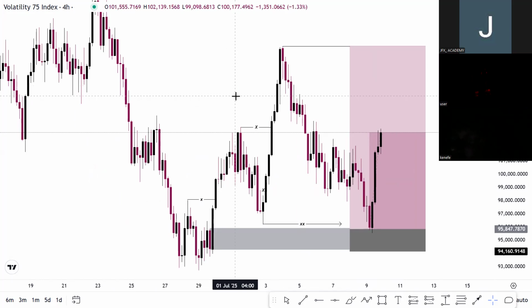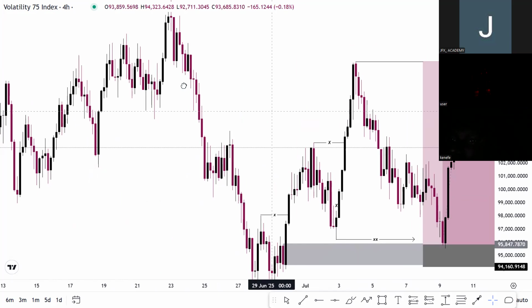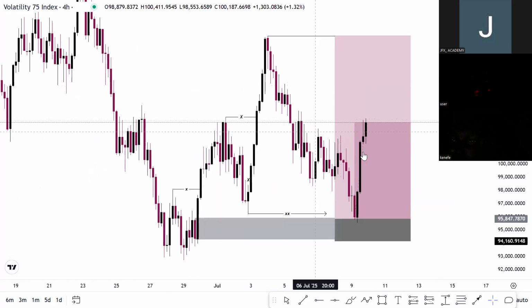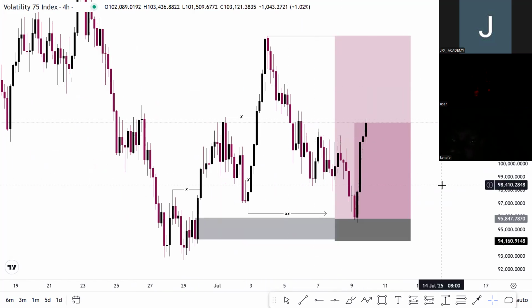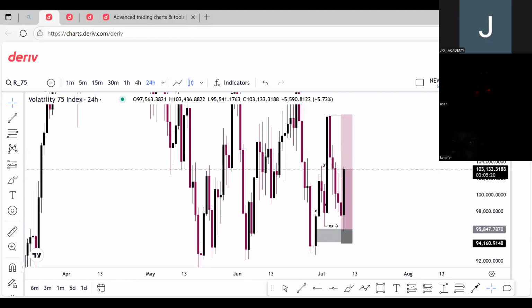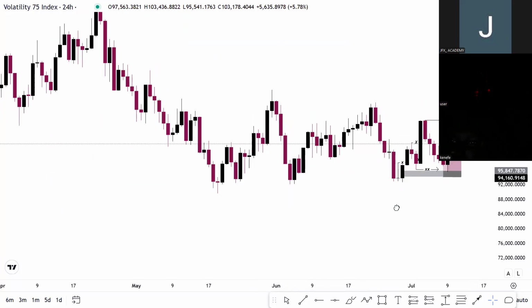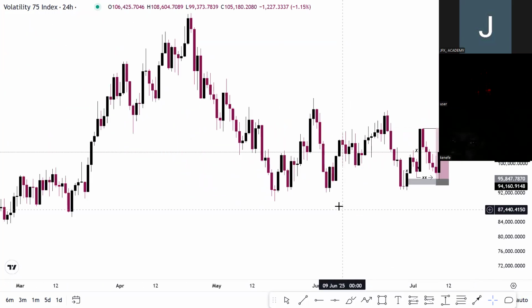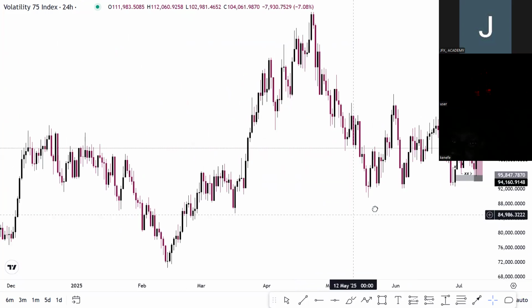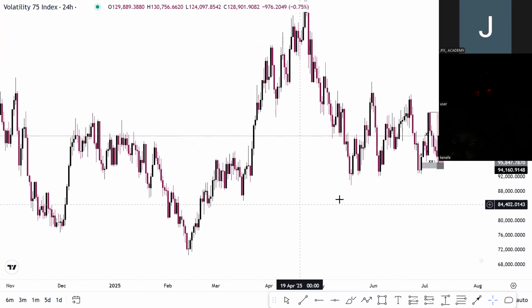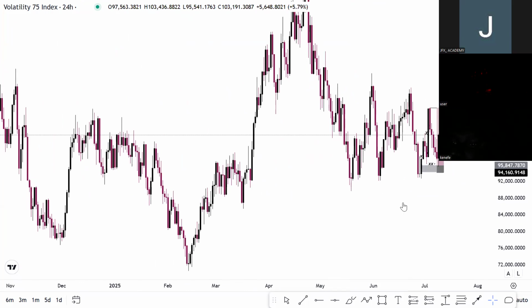Let me use this particular trade as an example. I think it's going to help us. So, on this current trade, this is V75, ordinary V75, not 1S, just V75.